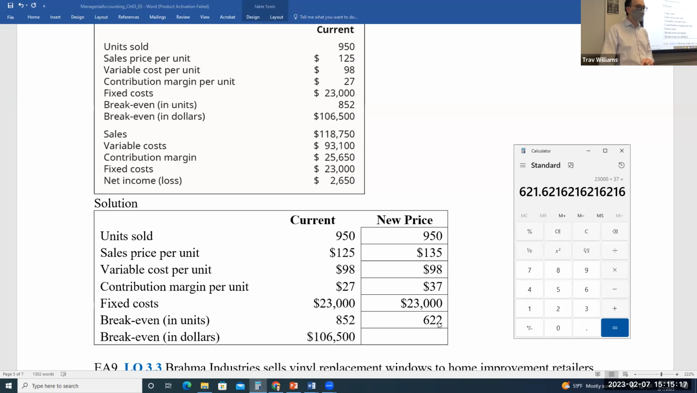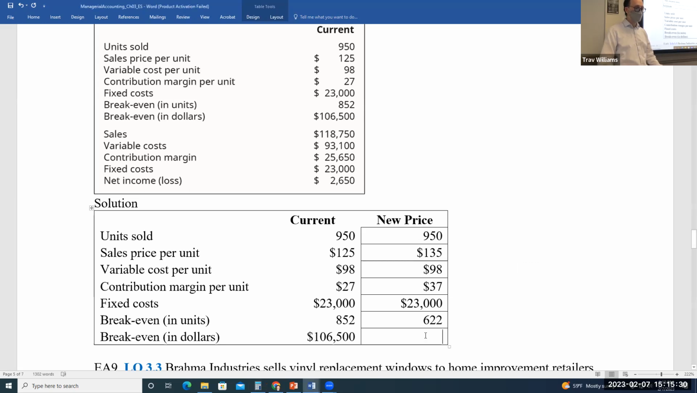And then if we just multiply that by our sales price of 135, 83,970 is our break even in dollars.